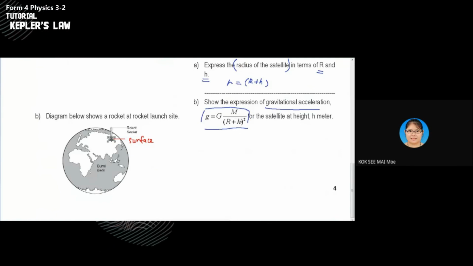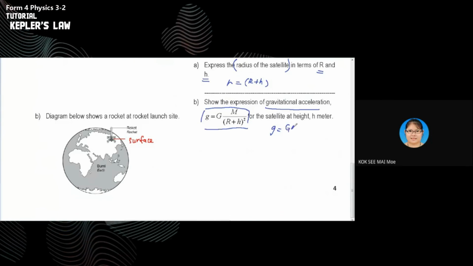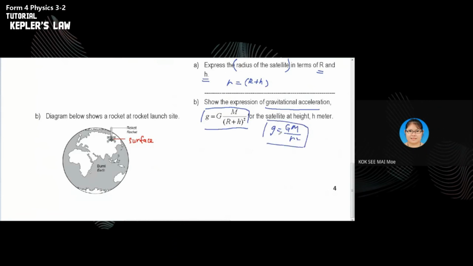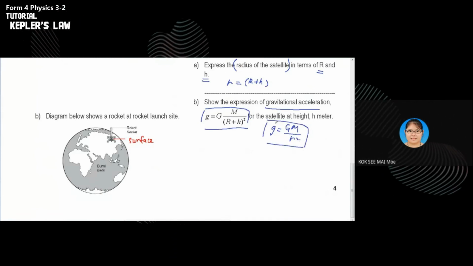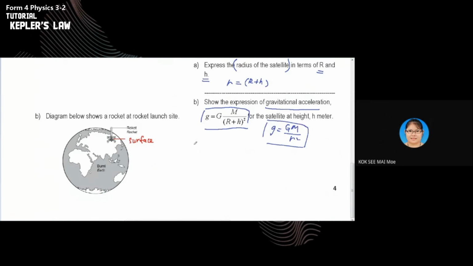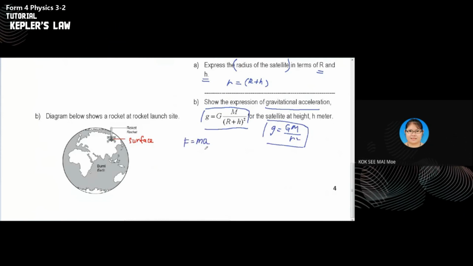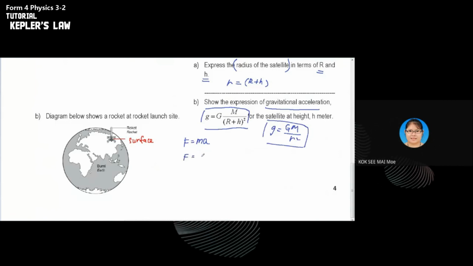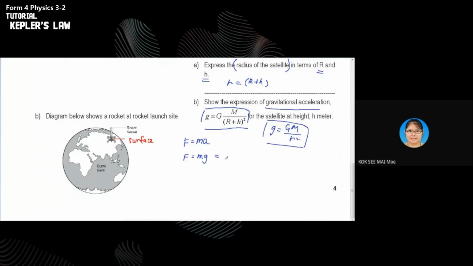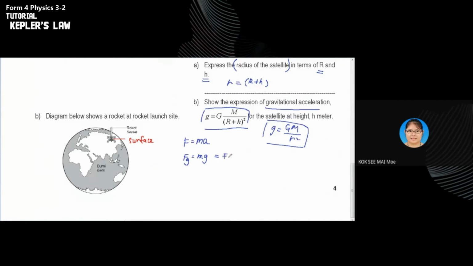Okay, before that, we ignore h first. How to get this formula, G M over r squared? Where does this formula come from? Gravitational acceleration. Before that, we learned one of the formulas is F equal ma. Then we're talking about weight, your gravity, so we change it to mg. So we take this one equal to the gravitational law.